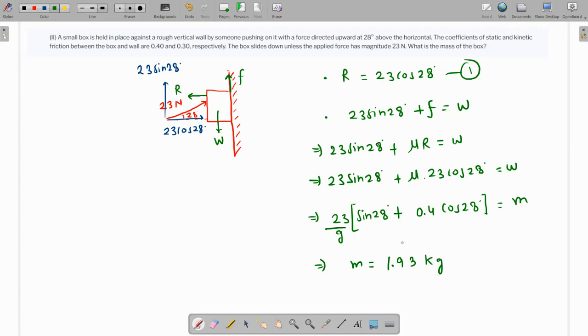1.93 kilograms. So let me just re-verify this. It's going to be (sin 28 plus 0.4 times cos 28) times 23 over 9.8. So it's 1.93, which is the required mass of the block.